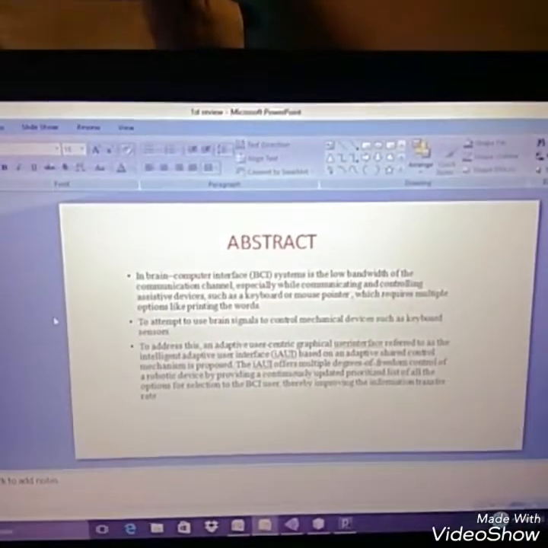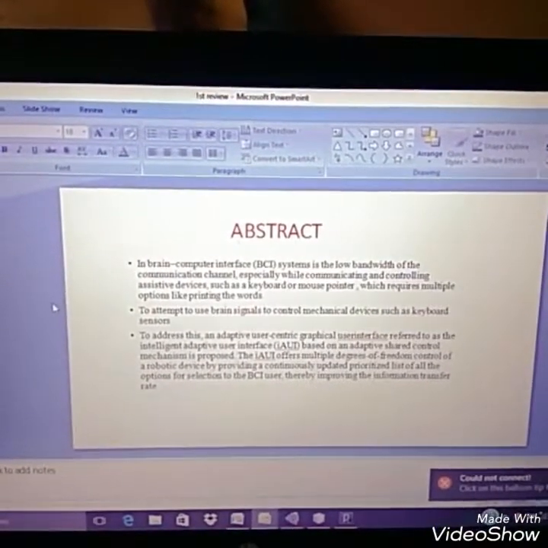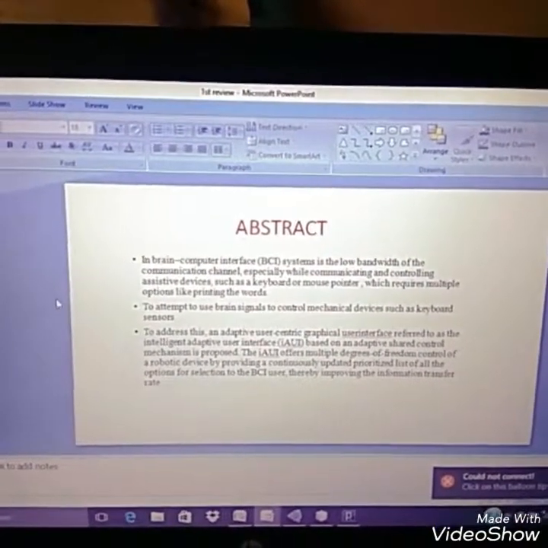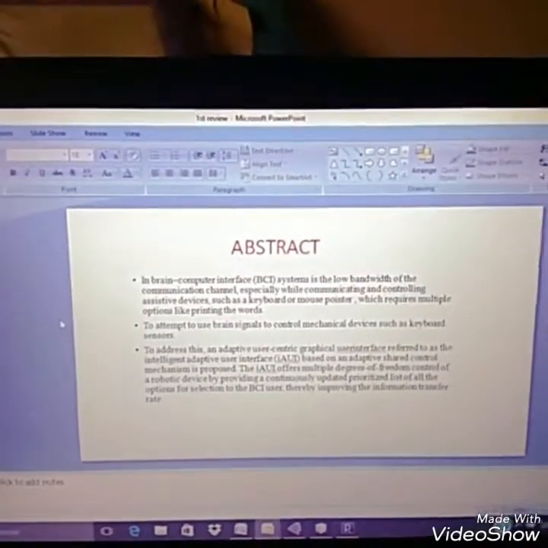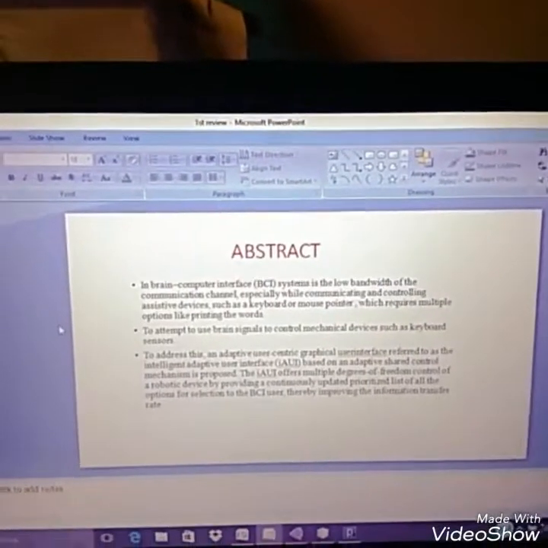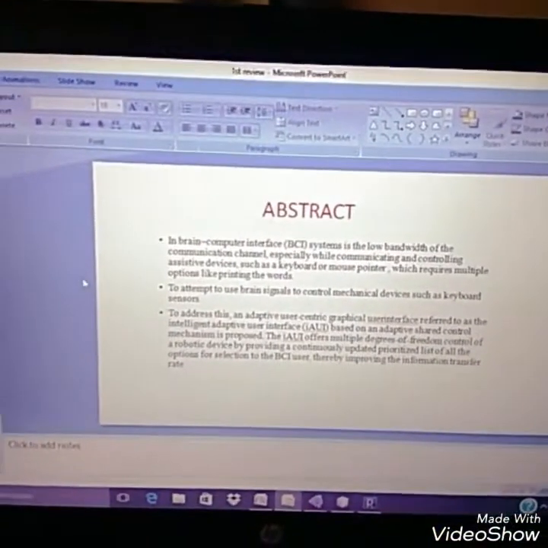In previous systems, we were using the brain computer interface system, which has a very low bandwidth communication channel, and we were interfacing with the computer manually. Because of the very low communication bandwidth, we could transfer only a small amount of information.